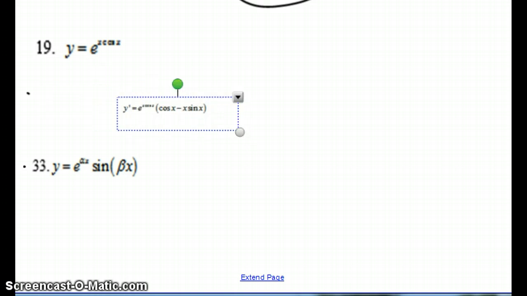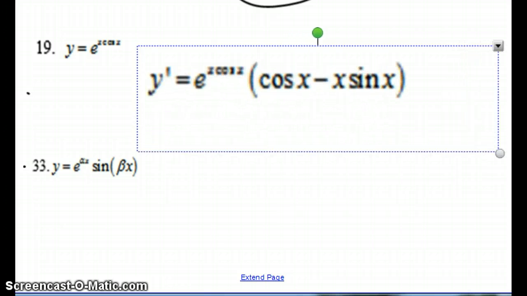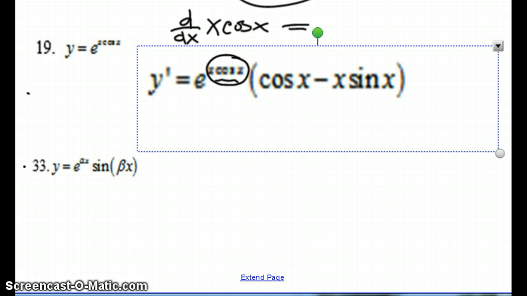So here I have the derivative, and I have e to whatever it started with times the derivative of this exponent. And that exponent is x cosine x, and for its derivative, we need to use product rule. So I have last d first plus first d last. Since my sign was negative, I just brought that sign out here. This doesn't need to be simplified further.